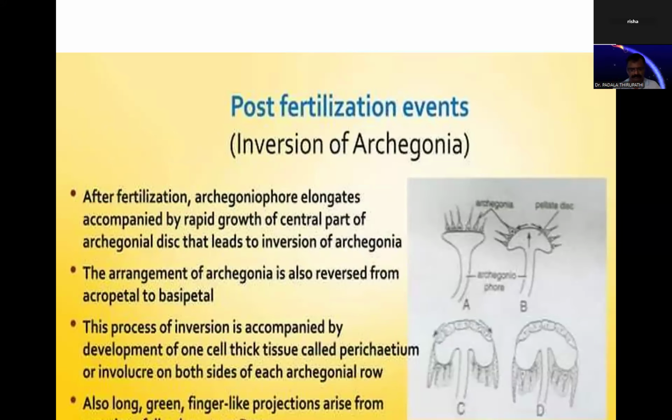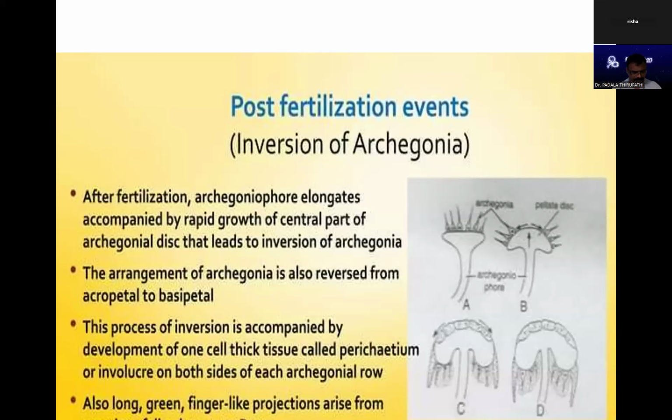After fertilization, some post-fertilization changes occur in Marchantia. Mainly what you are seeing here is the inversion of archegonia. In each archegonium, the egg cell is fertilized, and after that, the lobes of the archegoniophore are inverted.